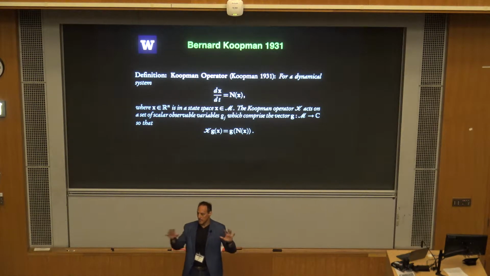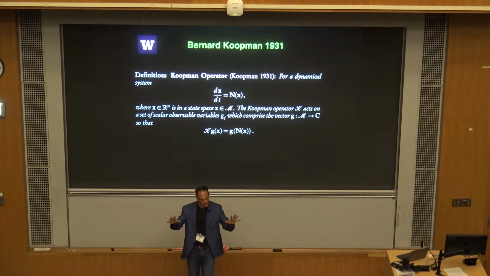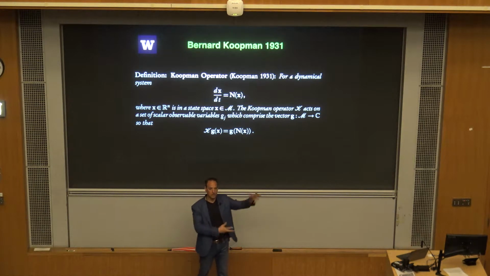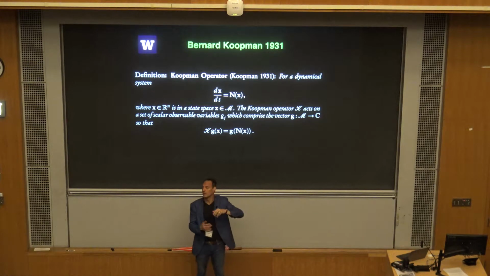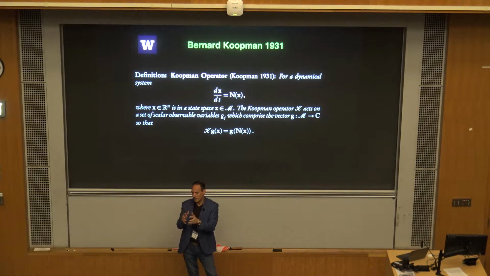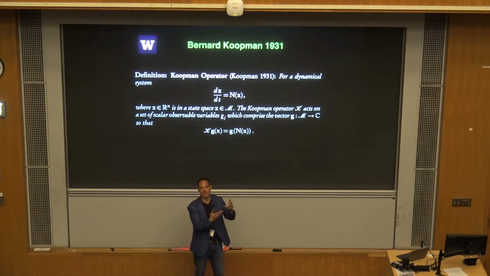It says that I can take these nonlinear systems, I can just find that right observable, and I can go from a finite dimensional nonlinear system to an infinite dimensional linear one. Of course, infinite dimensions is difficult for us in practice. So we're going to try to go from a finite dimensional nonlinear dynamical system to a finite dimensional linear system if we can. That's what we'd really like to do.